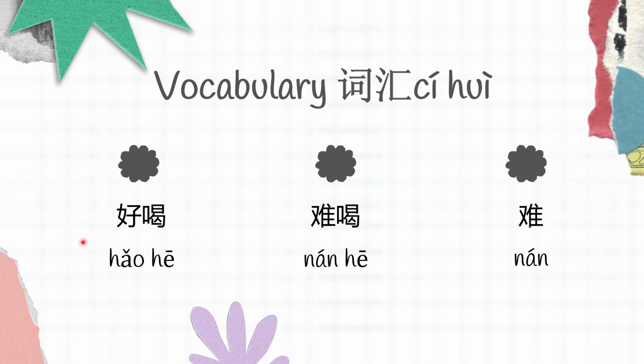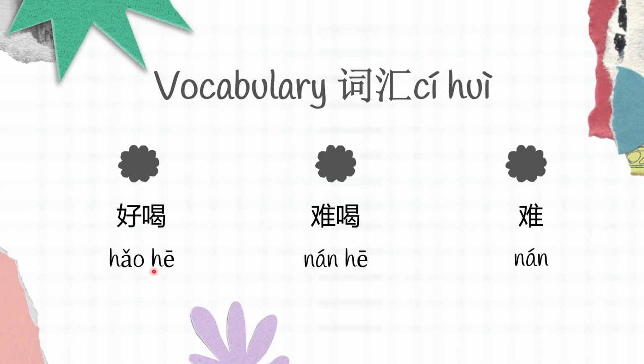In this lesson, we have three vocabularies. We have hǎo hē, nán hē, nán. So let's read together, guys. Hǎo hē, nán hē, nán.